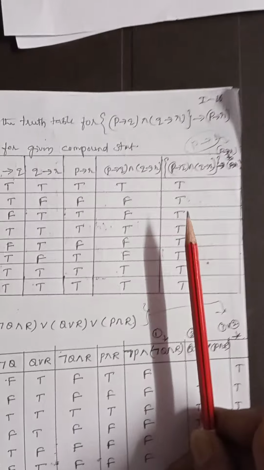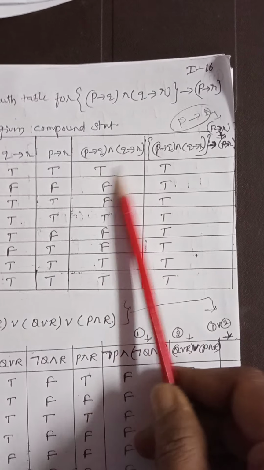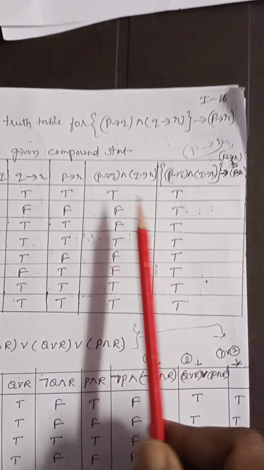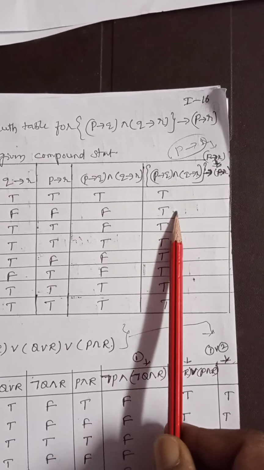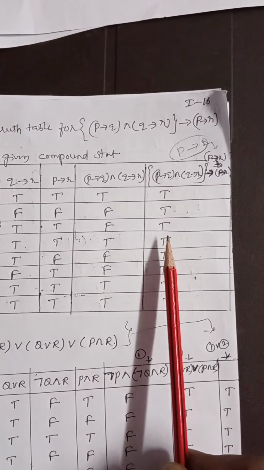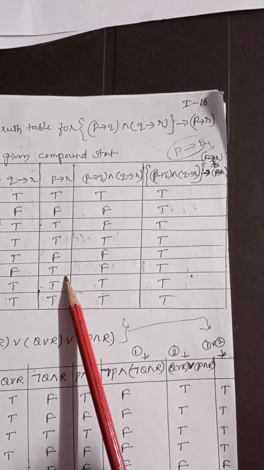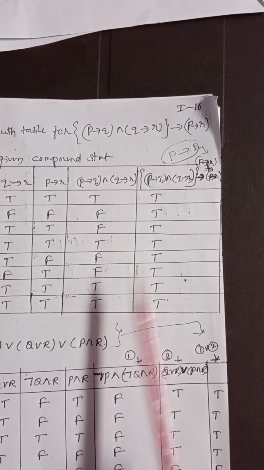And the last one is the given compound statement as it is. That means this one implies this one in our statement. T implies T, T. F implies F, T. F implies T, T. T implies T, T. F implies F, T. F implies T, T. T implies T, T. T implies T, T.